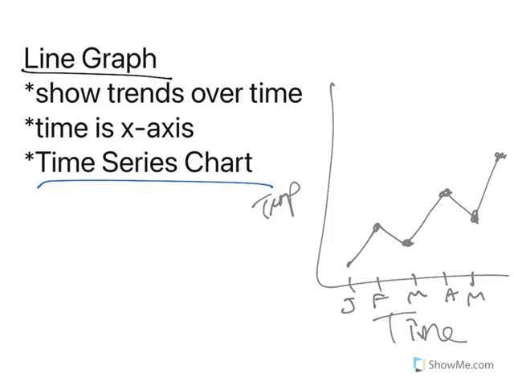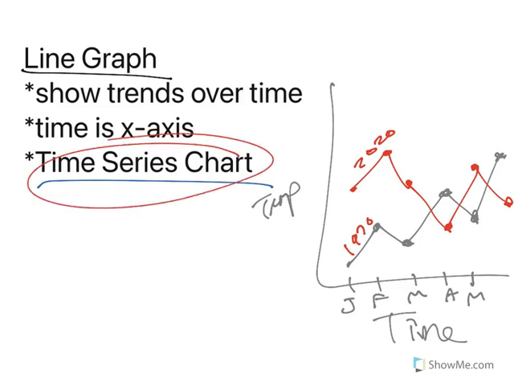We also sometimes have two line graphs on the same chart that allow us to compare. So maybe this is from 2020 and this is from 1970, and we can see how things have changed over time and in relation month to month. Again, a time series chart and a line graph are the same thing, used to show trends over time. So depending on what you have and what you want, that's how you determine which graph to use.